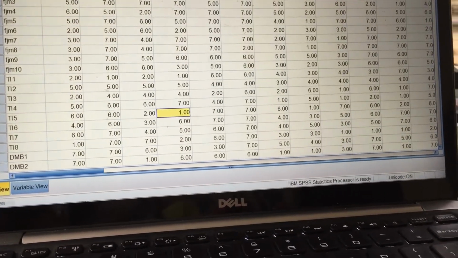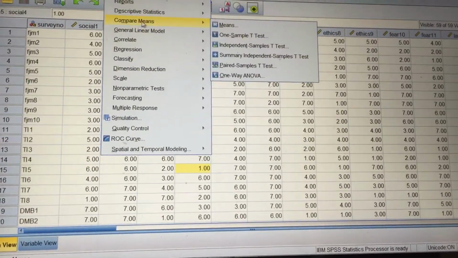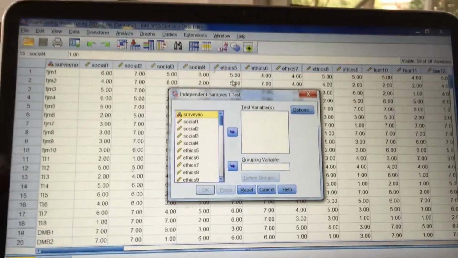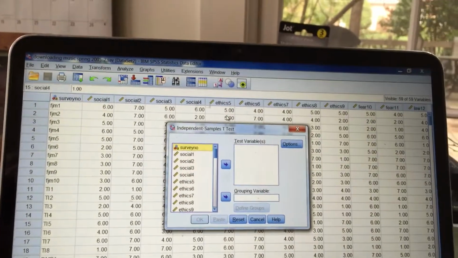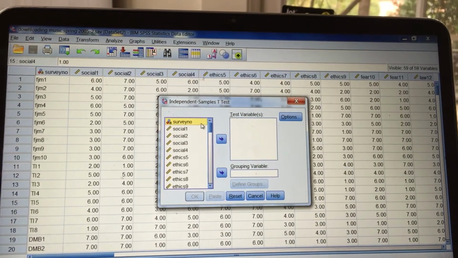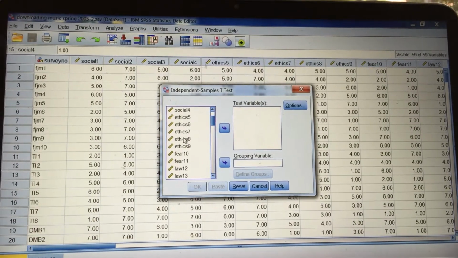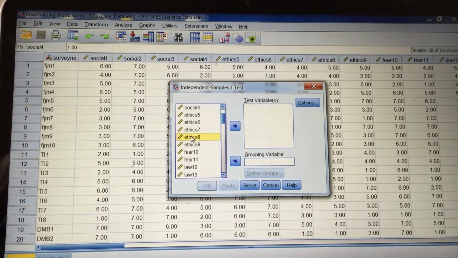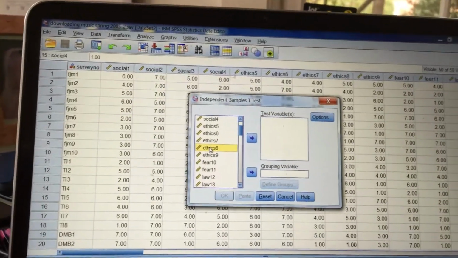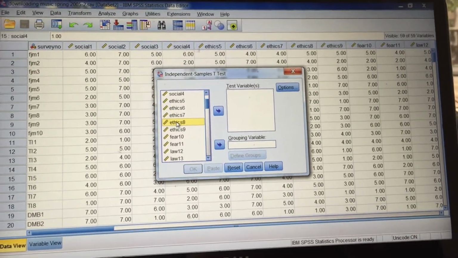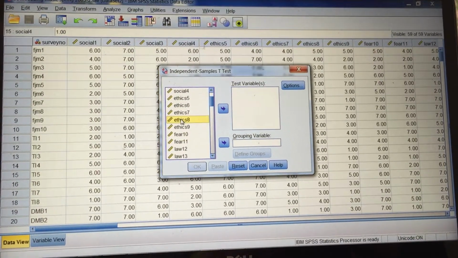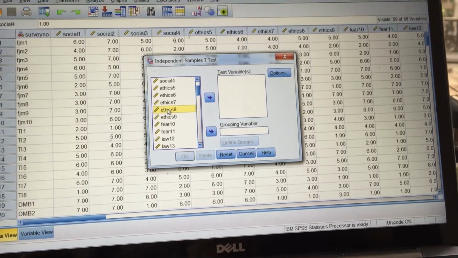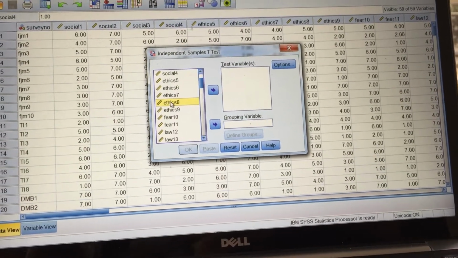So what I've done, I should probably talk through this. I've gone to Analyze, Compare Means, and then Independent Sample t-test. And it's called that because we are going to look at two different groups as if they were two independent samples. And so the test variable for this needs to be interval or ratio. I'm going to pick Ethics 8 and see if there's a difference between men and women on that question. And the statement is, downloading music from illegal sources when the music is not available in stores is not stealing. So I'm asking the research question, do men and women feel differently about this question?